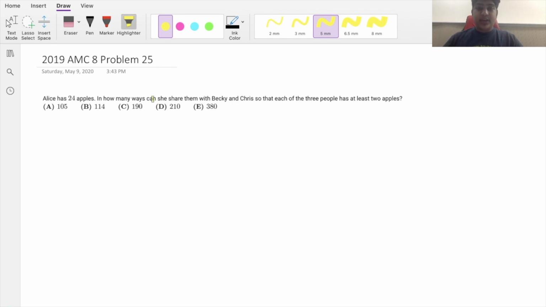Today, we will be solving problem number 25 of the 2019 AMC 8. The problem reads, Alice has 24 apples. In how many ways can she share them with Becky and Chris so that each of the three people has at least 2 apples? So, what we first want to do is find out what the question's asking.